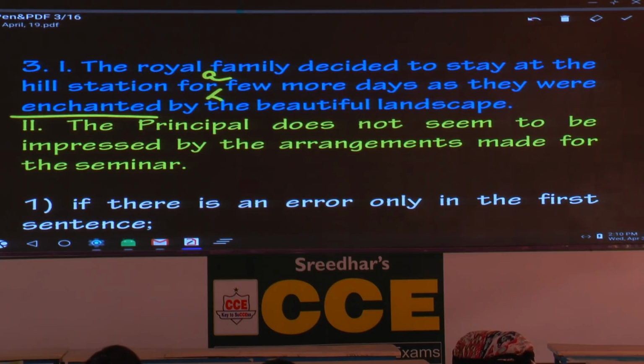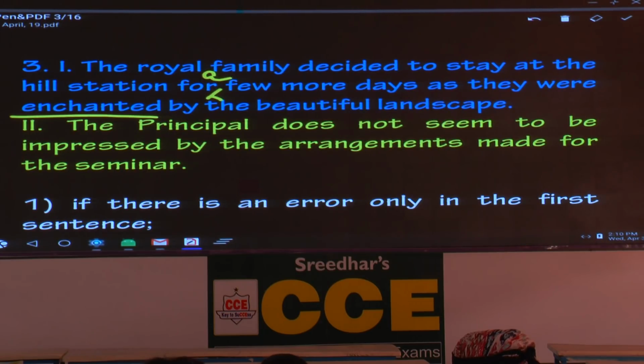First you go for the easy one, that you must have heard many a time, seen many a time. He seems to be impressed. Right or wrong? Right. What is the negative form? He doesn't seem to be impressed. Now replace he with the principal. The principal doesn't seem to be impressed. Any error here? No. Impressed by what? By the arrangements made for the seminar.